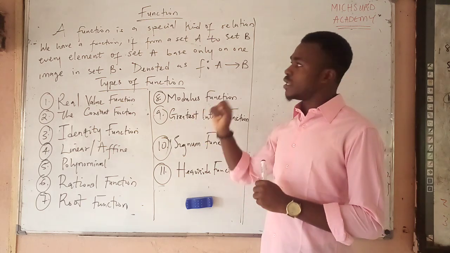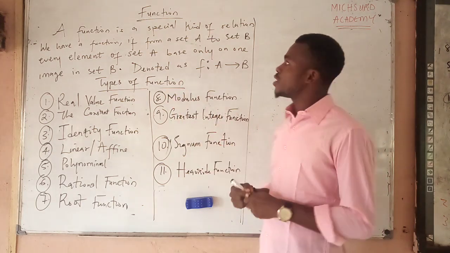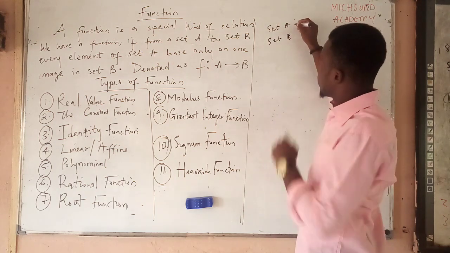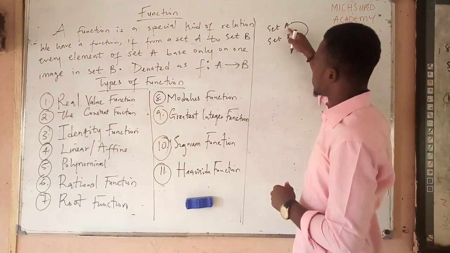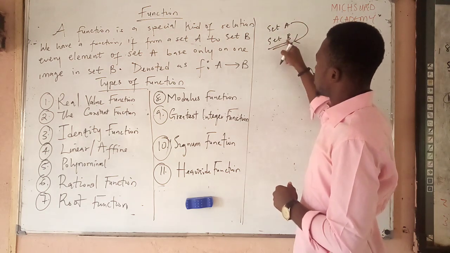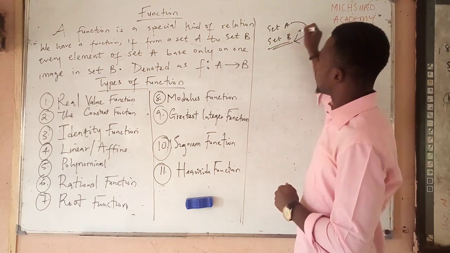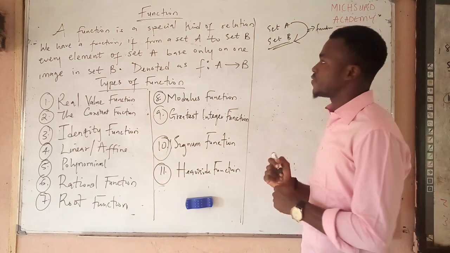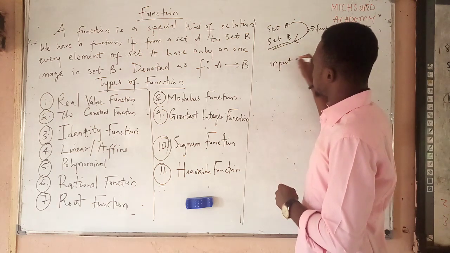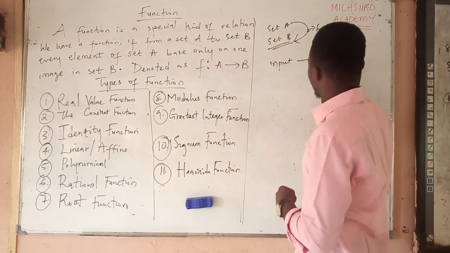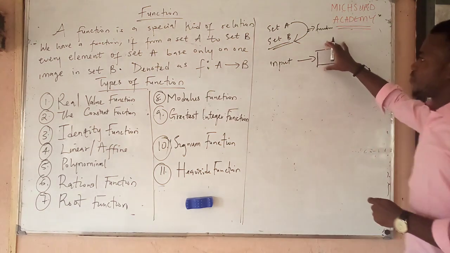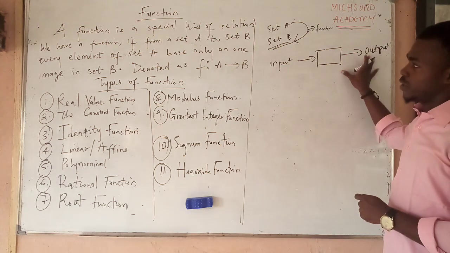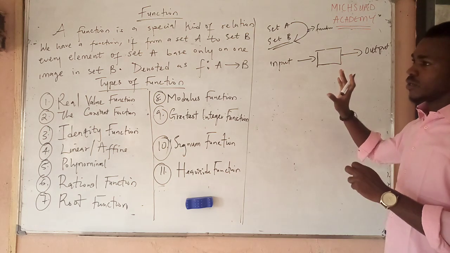In that case, we say such a relation is a function. So if we have a set A and a set B and we map each element from set A to an element in set B, then we refer to that as a function. You can also see a function as an input going through a kind of system or mechanism that converts it to a particular output. Okay, so that is what a function is.